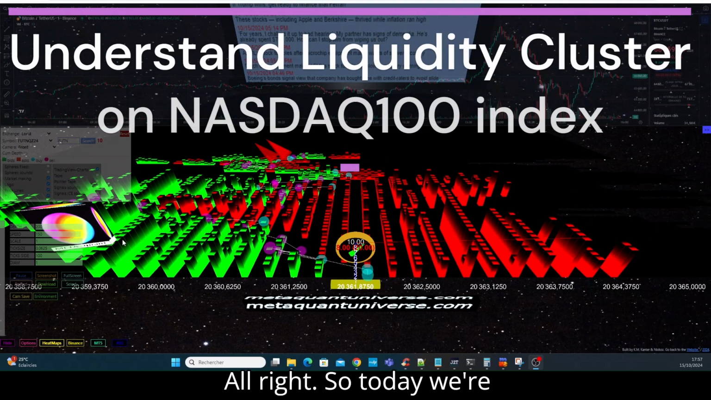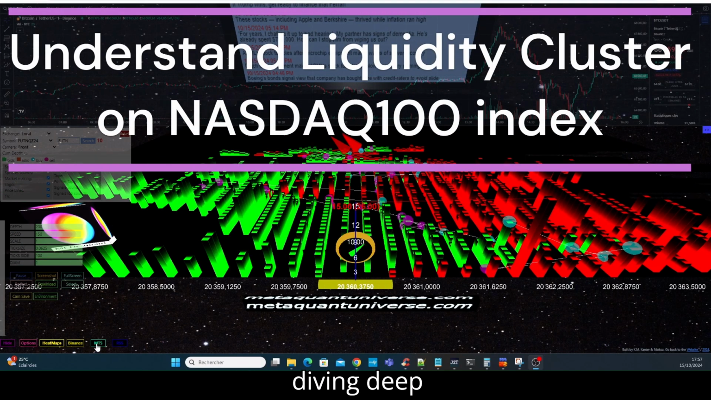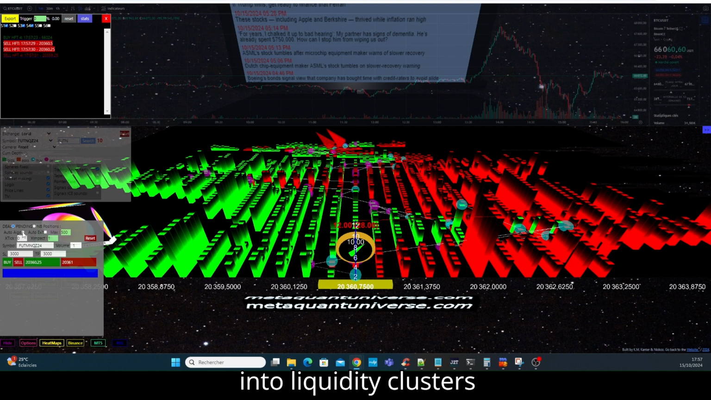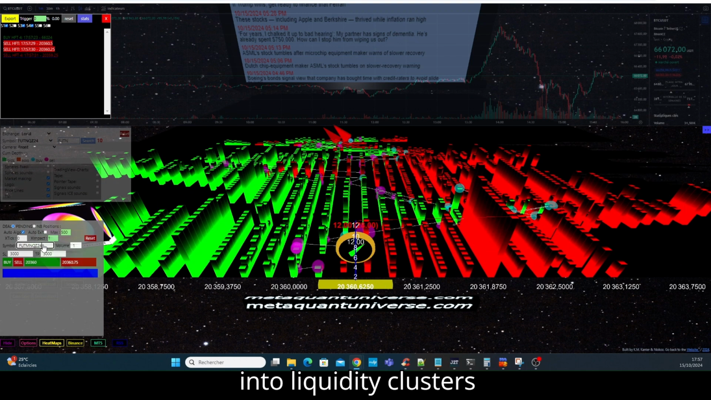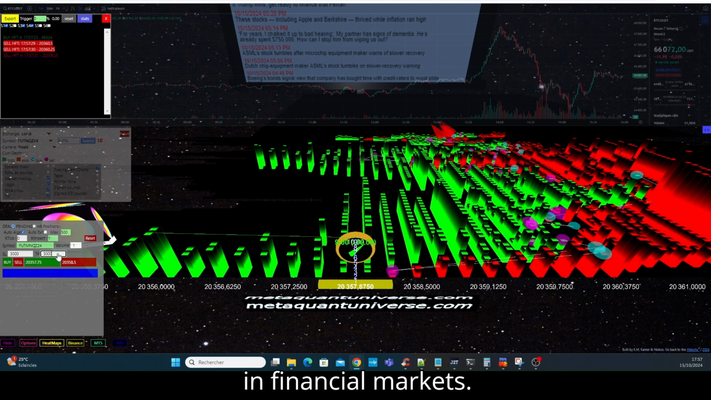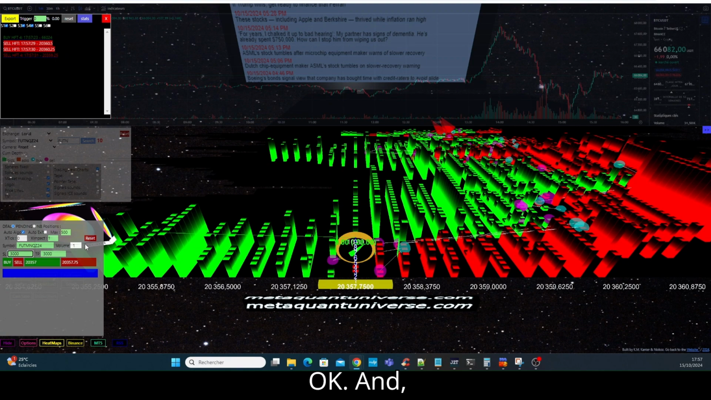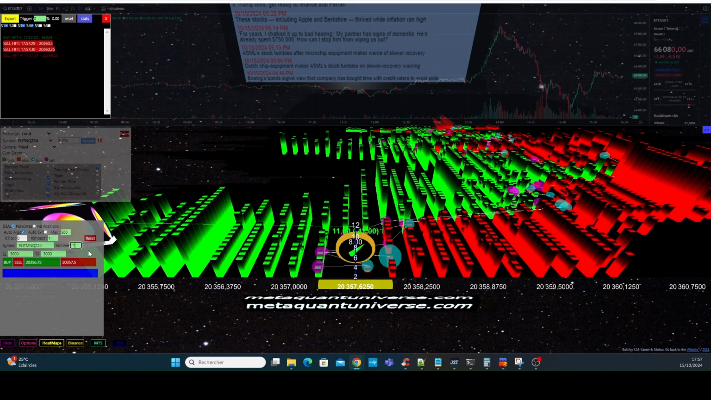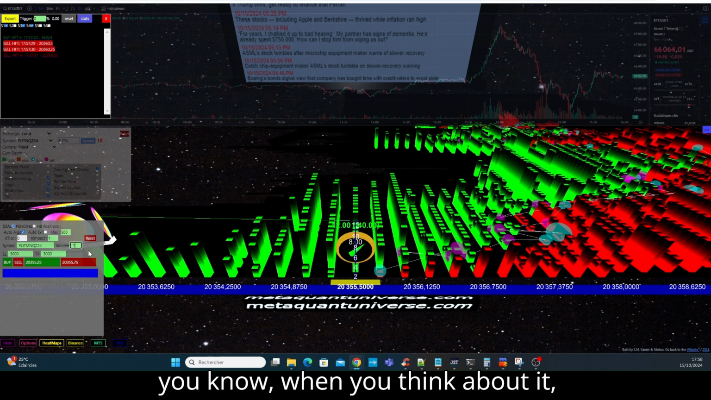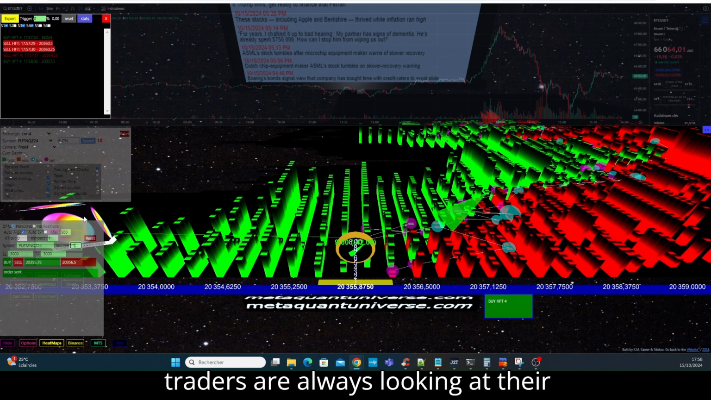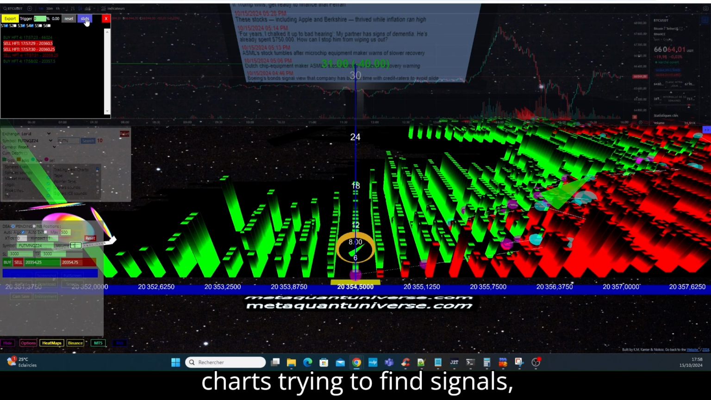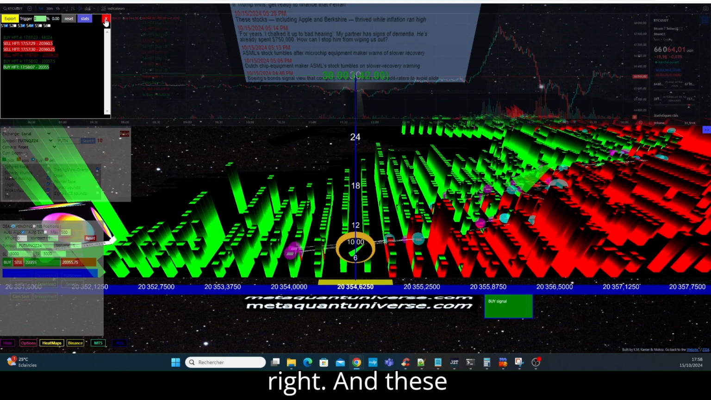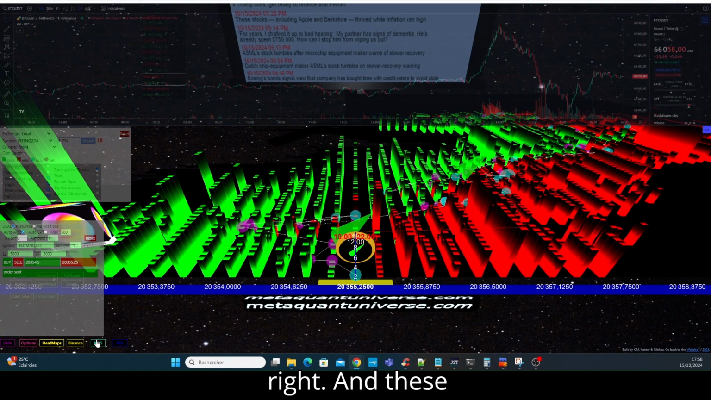All right, so today we're diving deep into liquidity clusters in financial markets. When you think about it, traders are always looking at their charts, trying to find signals. These clusters of buy and sell orders kind of act like those signals. Like little landmarks, potential support and resistance levels, almost like X marks the spot on a treasure map, showing us where the price might bounce or break through.